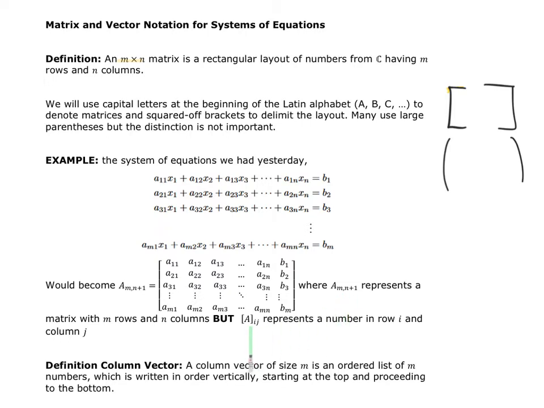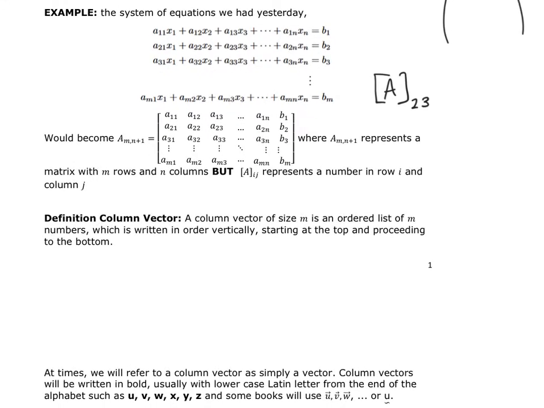But when I put it in this notation, where it's in these brackets and it's IJ, that represents a particular number in row I and column J. So as an example, if I wanted to look at A and then 2, 3, then I want to go to row 2, column 3.